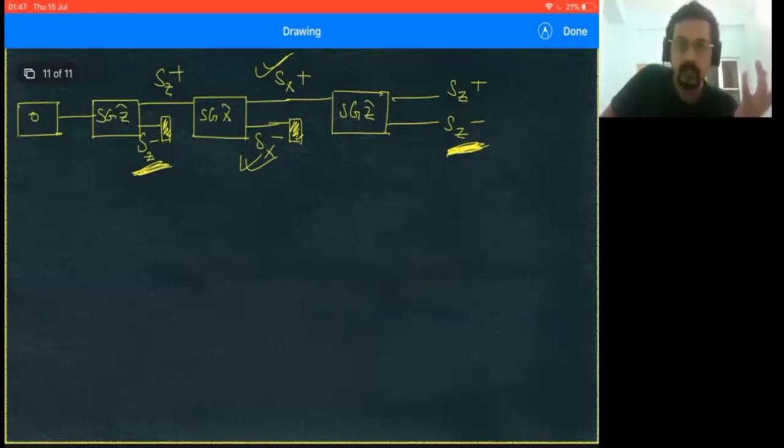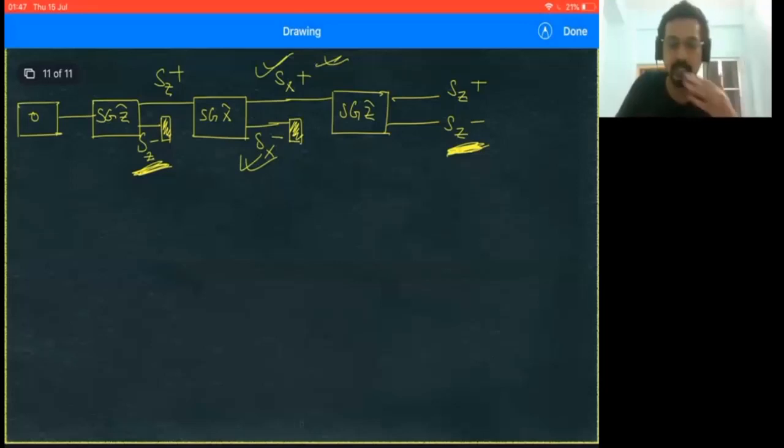So the only thing is that possibly what is happening is that the selection of this SX plus by the second apparatus destroys any previous information about SZ.